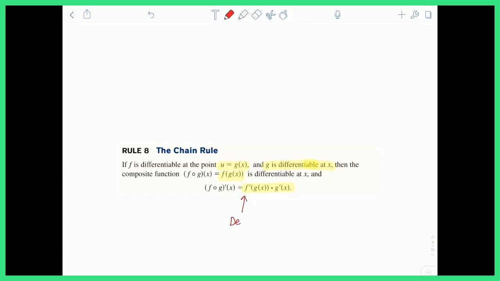So you're doing the derivative of the outside evaluated at the inside. Okay, so evaluated at the inside, and then you multiply by the derivative of the inside. So this is what it is. The chain rule is basically f prime of g of x times g prime of x for as many layers as you need to go. So you differentiate the outside function, evaluated at the inside function, multiplied by the derivative of the inside function.